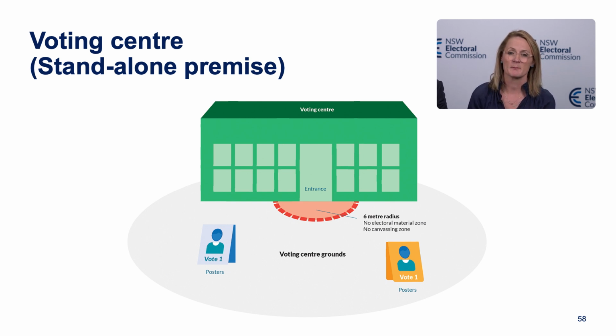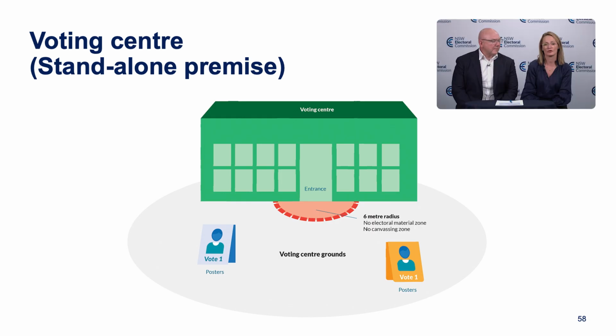Now, the image shows the 6 metre entry or defined space to the entry of a voting centre. At the beginning of voting each day, the voting centre manager or early voting centre manager will come out and introduce themselves to you, and they will define the 6 metres to the entry to the voting centre. It's important to note candidate workers cannot place their signs or distribute electoral material within the 6 metres to the entry of a voting centre.